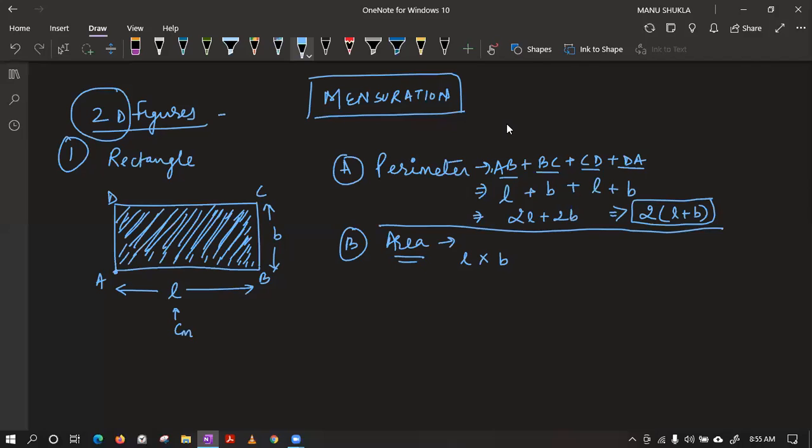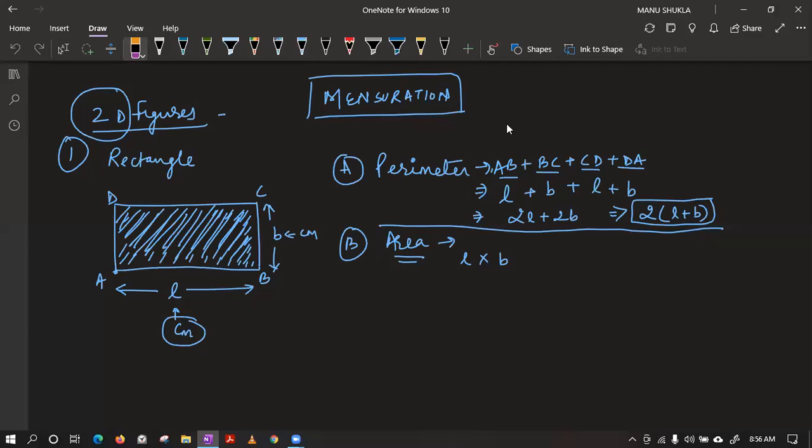And please tell me the unit. If the unit of length is centimeter and the unit of breadth is also centimeter, what will be the unit of area? The unit of area will be centimeter square. Okay.